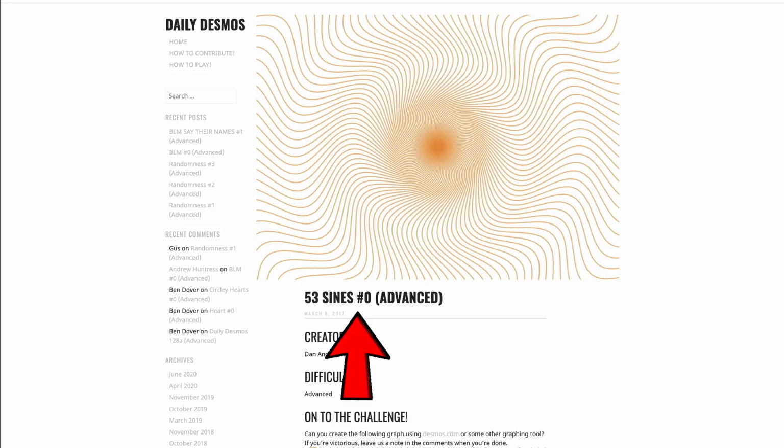So this time, we are going to look at 53 Sines, number 0 advanced. And I think that is a clue to how we want to do this. 53 sines, we must have 53 separate sine waves inside this graph. So let's try to make this graph. And we're going to use something that I did in my last tutorial where I showed how to rotate a graph. So let's get this started.